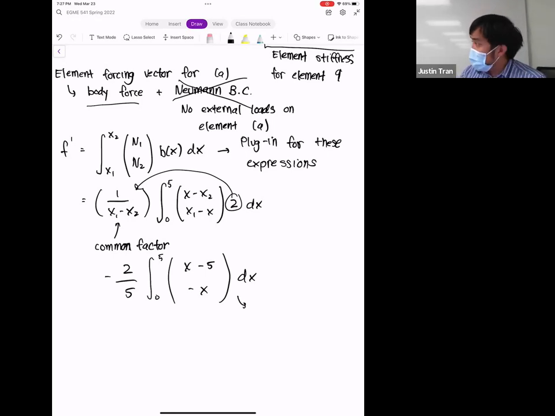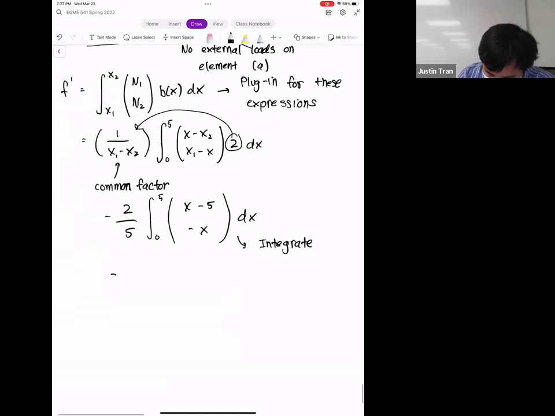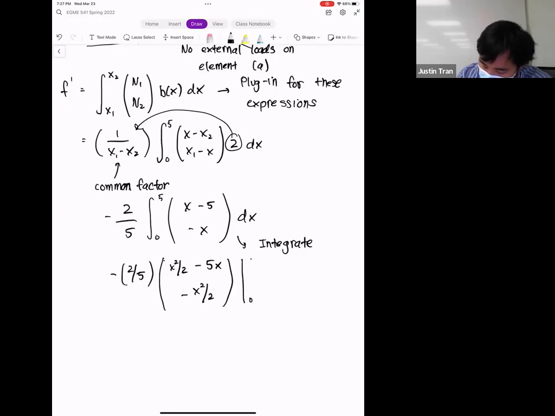Okay. So now that we're at this point, we can integrate. So we have minus 2/5. When you have different integrals on the top and bottom, you have to integrate them separately. You can basically just treat them as two separate functions that don't interact with each other. Up top we have an x minus 5, and the integral for that is x squared divided by 2 minus 5x. On the bottom we have an integral of minus x, and that's going to be minus x squared divided by 2. We're going to evaluate this from 0 to 5.